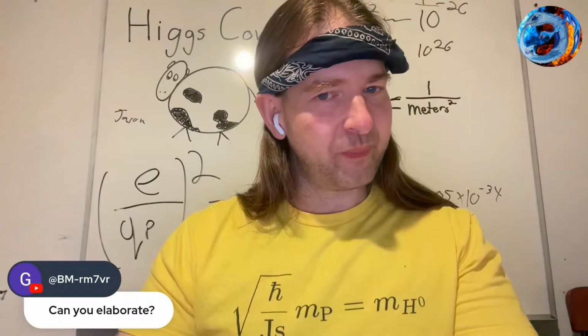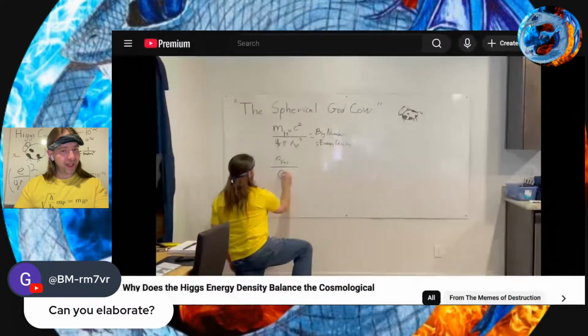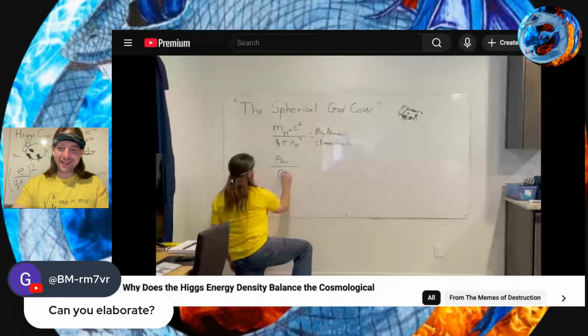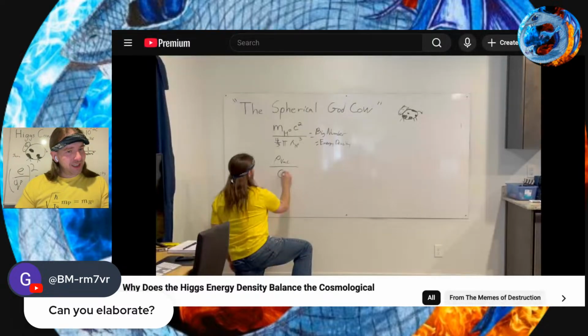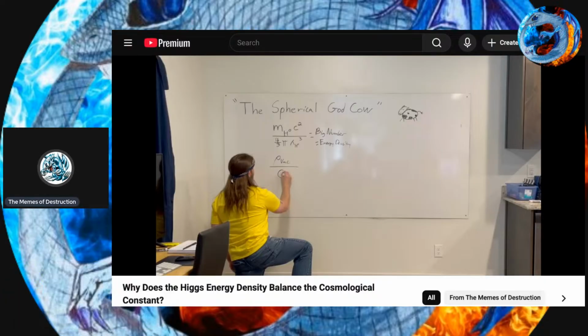That's the Higgs energy density. Balance the cosmological constant. We'll be right back after these messages. We'll be right. I butchered that. Apologies.